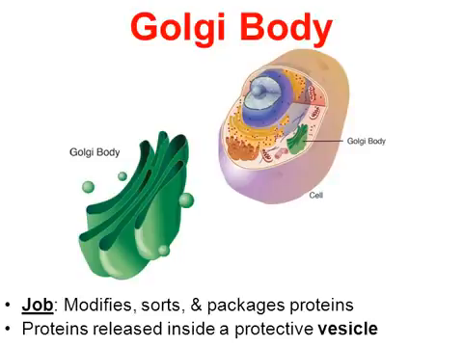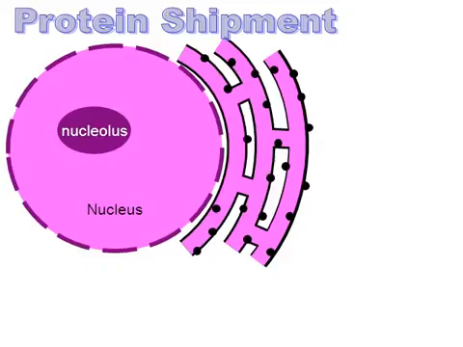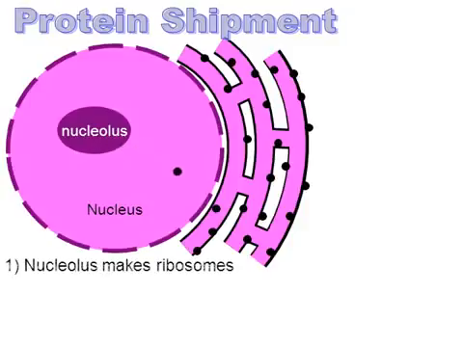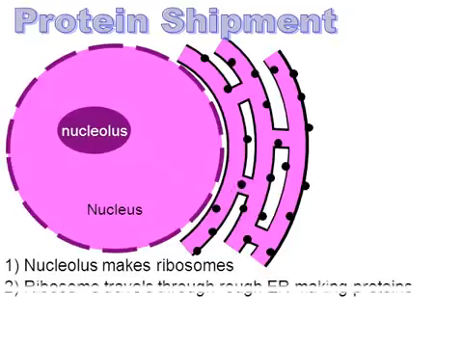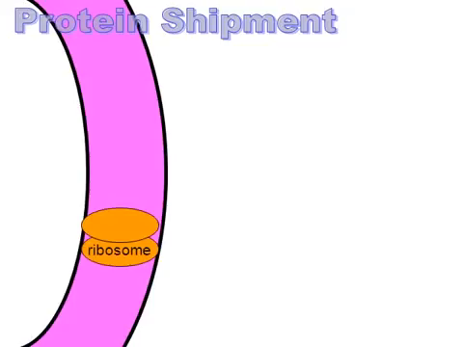Let's go ahead and review what we've learned really quick. When we look at the process of shipping out a protein, in our animation we can see the nucleolus is releasing a black dot. That black dot represents a ribosome. So the nucleolus makes a ribosome. Notice that ribosome then travels through that rough ER, that system of tubes and tunnels. So the ribosome is traveling through the rough ER making a protein. Well, let's zoom on in for a closer look. So there's the ribosome.